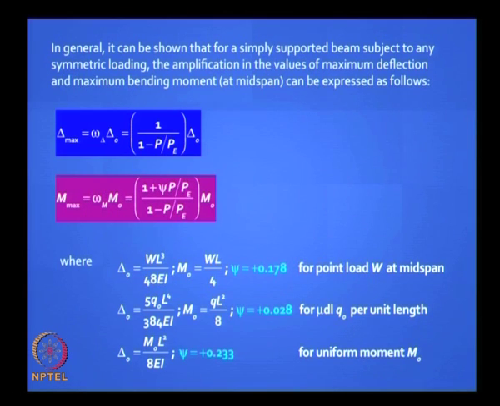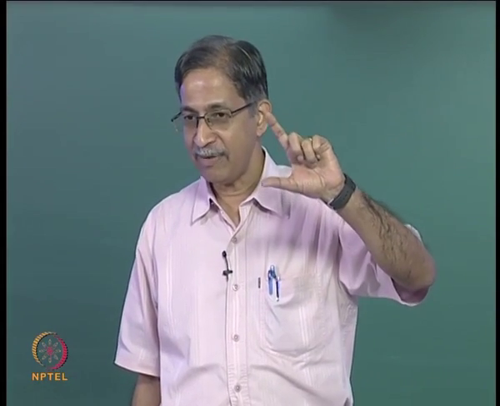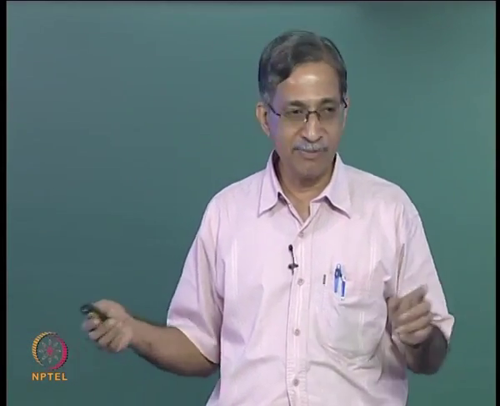Don't worry too much about this, but you can generalize and say, look, if I have second order effects, my maximum deflection will increase by a factor omega delta, my maximum moment will also increase, and that factor may not be the same as the factor that I have for deflection, so I will call it omega m. Is it clear? And these things have been worked out for different boundary conditions, different load cases. You can find out what the magnification factor is.